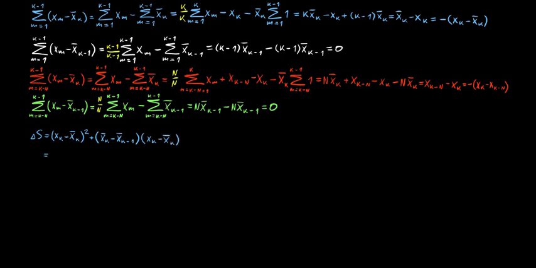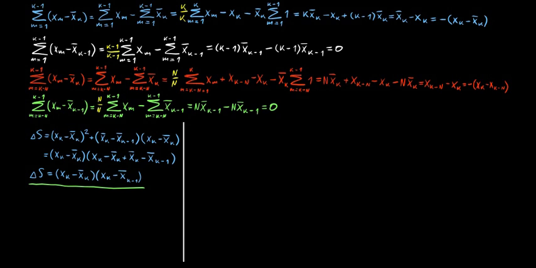We can rewrite this as the difference between the current measurement and the current average times the current measurement minus the current average plus the current average minus the previous average. So in our first case, delta S is simply equal to the difference between the current measurement and the current average times the difference between the current measurement and the previous average.